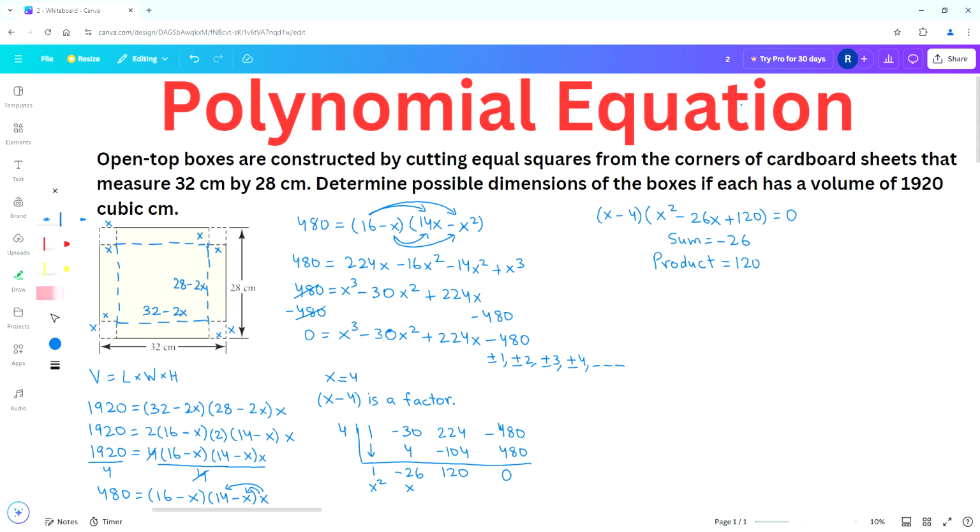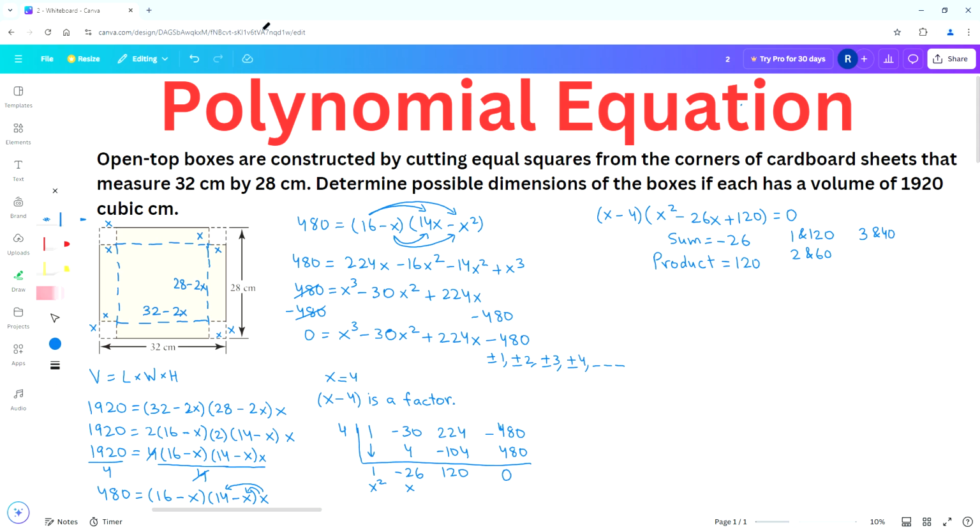We can focus on the product number to find the two numbers. Two numbers that multiply to 120 are 1 and 120. But we cannot get a sum of negative 26. The next pair can be 2 and 60. But we cannot get a sum of negative 26. The next pair can be 3 and 40. But we cannot get a sum of negative 26.